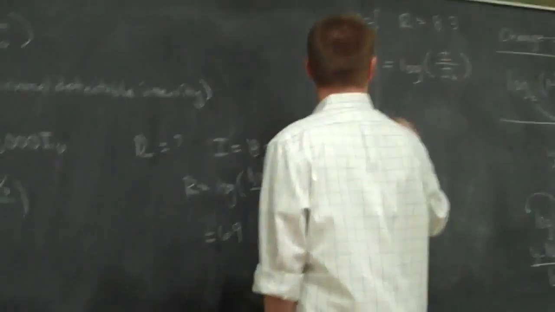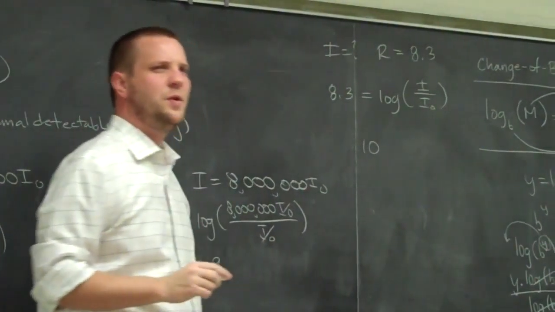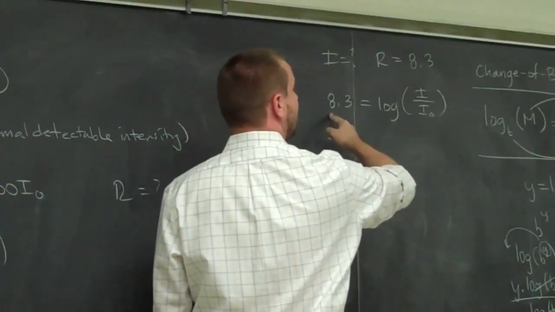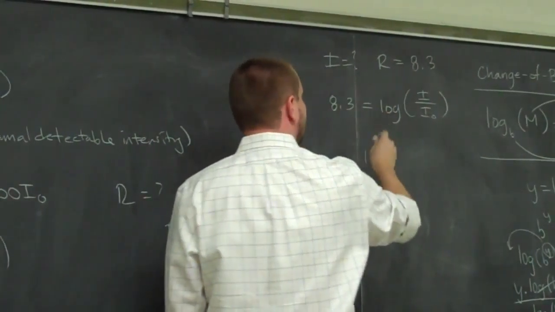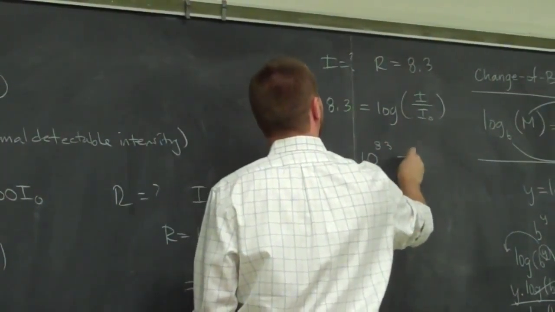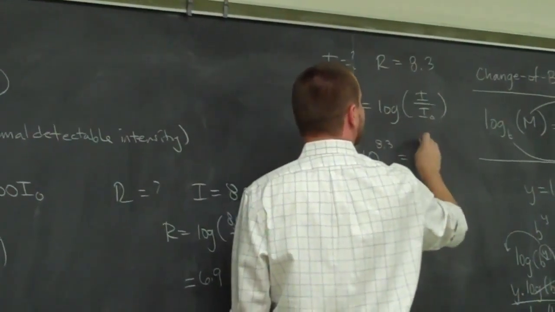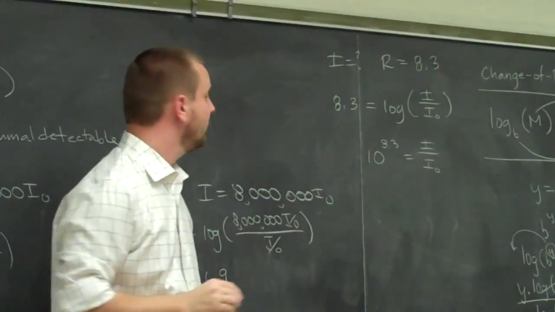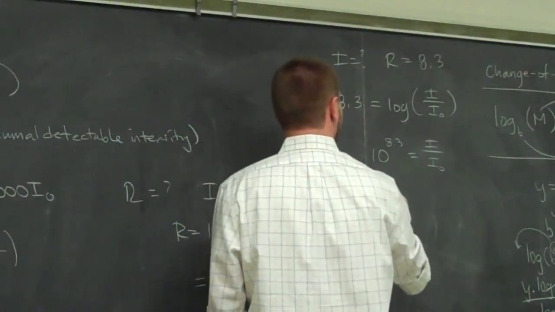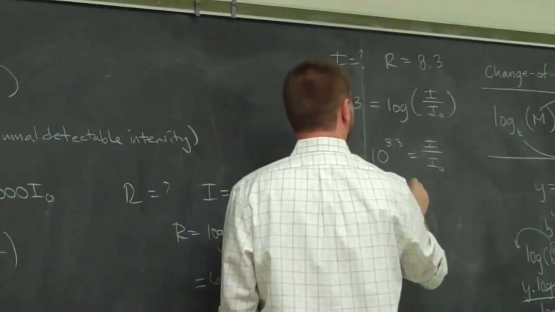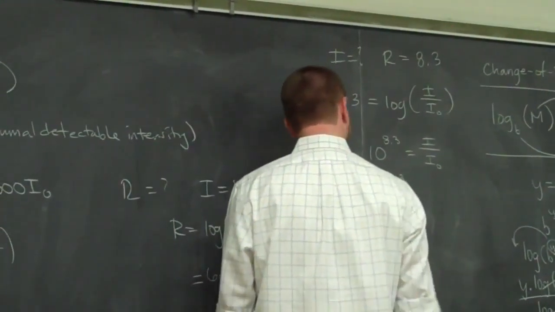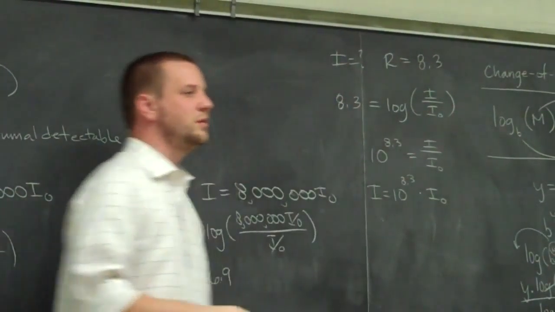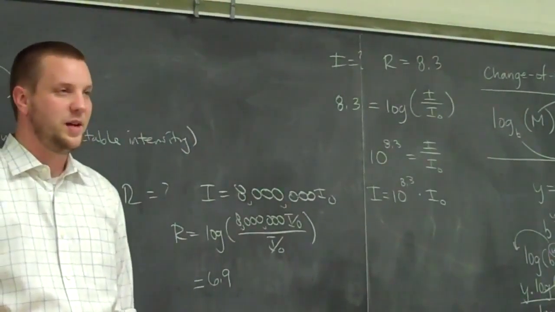10 raised to what power? What's my exponent? Is it this or is it the 8.3? 8.3 is my exponent, right? So 10 to the 8.3 power is that unknown intensity divided by I sub 0. So I, the unknown intensity, would be 10 raised to the 8.3 power times whatever that minimal sort of intensity would be.